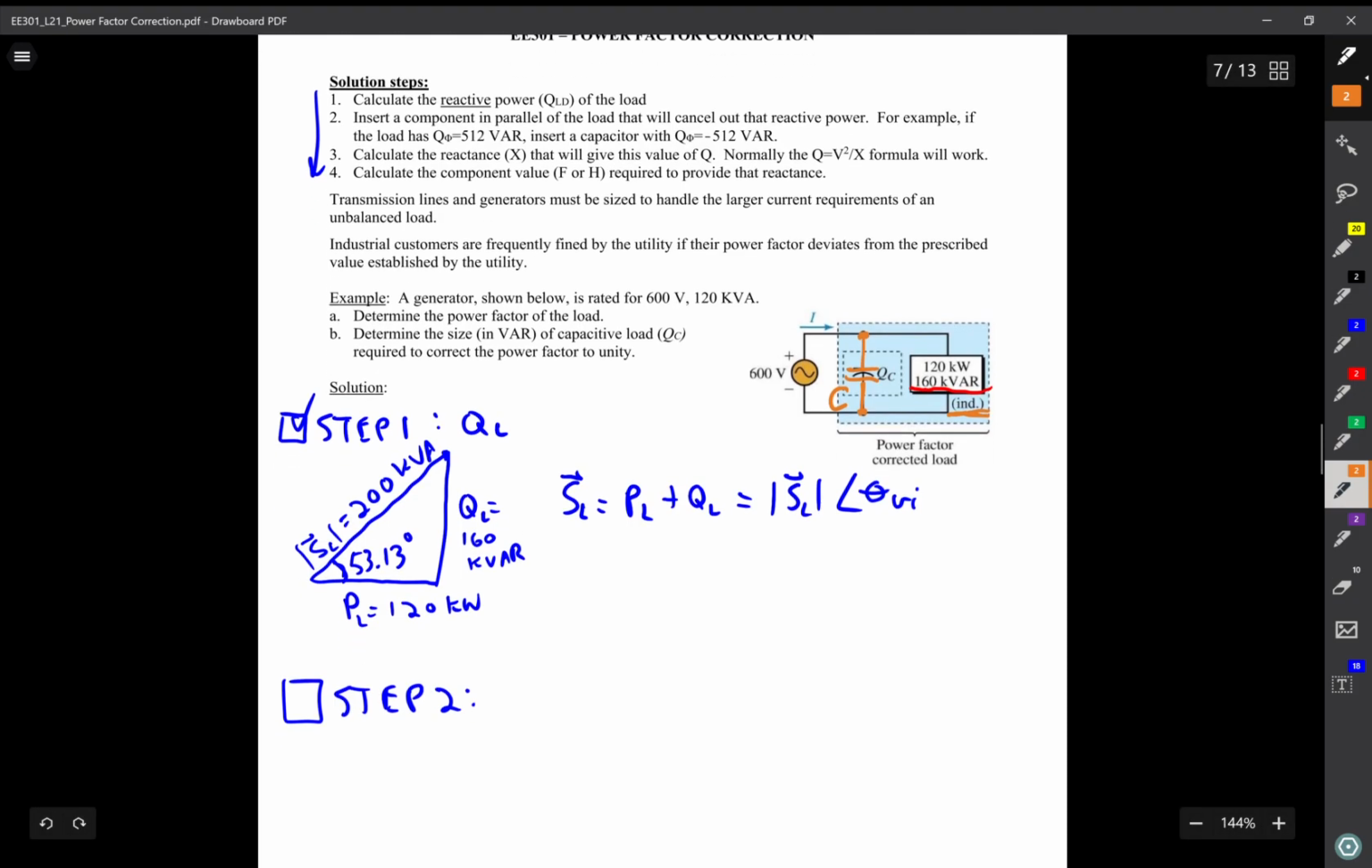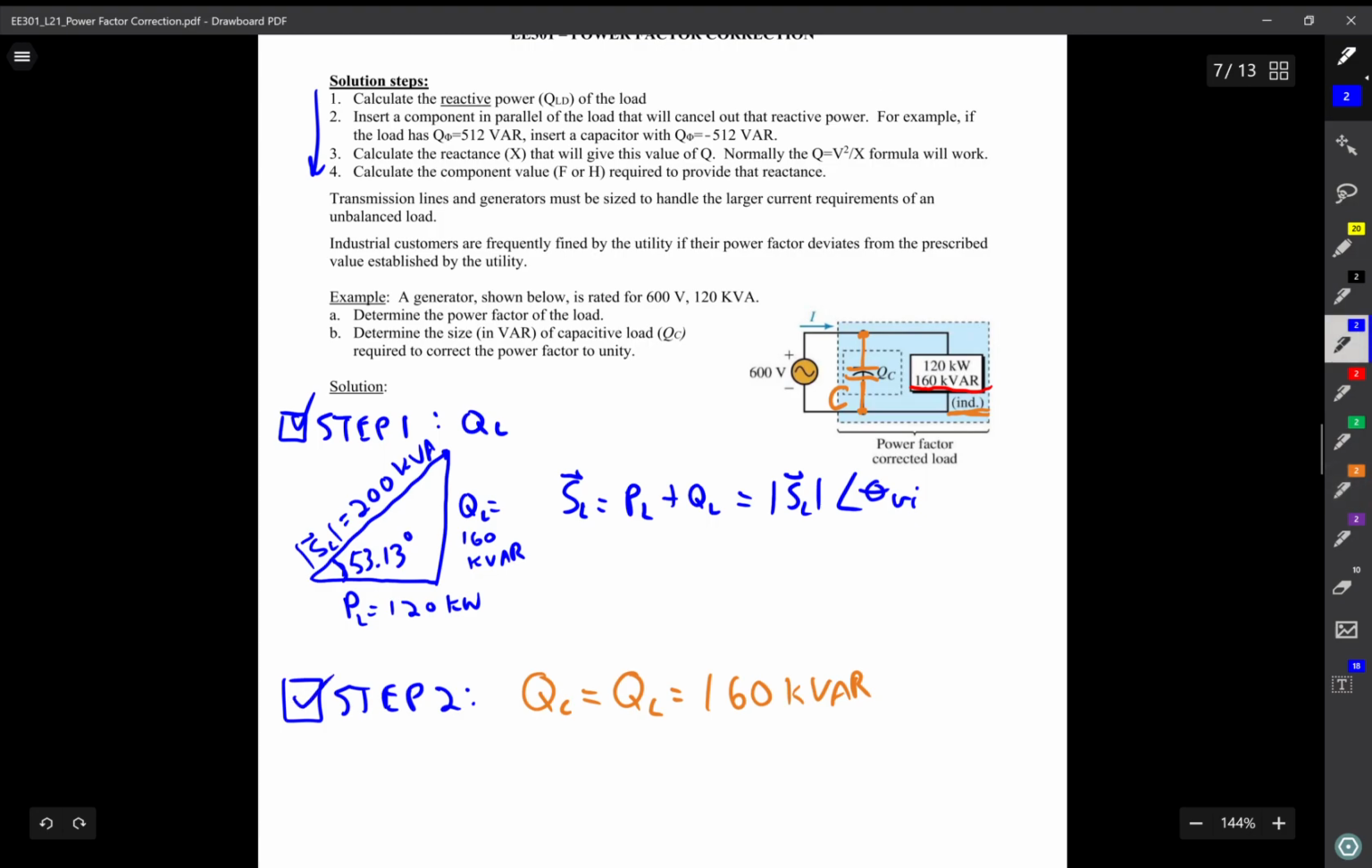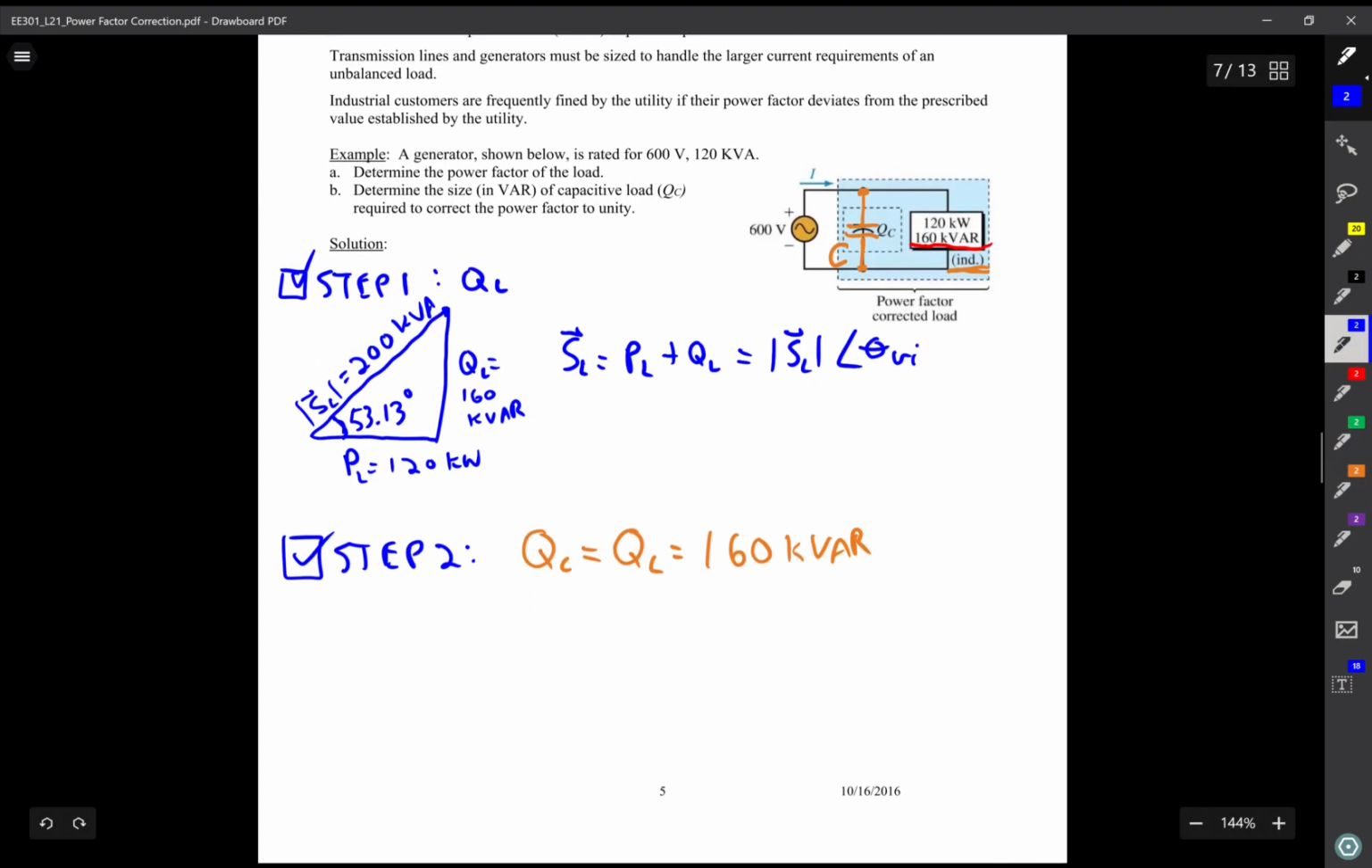So step two, I need to find how much reactive power I need. So in order for me to cancel completely the reactive power, my result, Q, I'll call that Q sub C for capacitance, reactive power, needs to equal QL, which is equal to 160 kVARs. And now I've solved for problem part two. Step three.